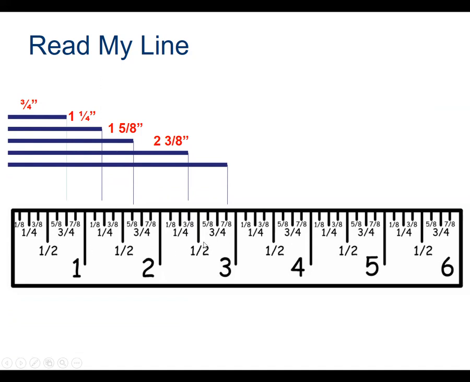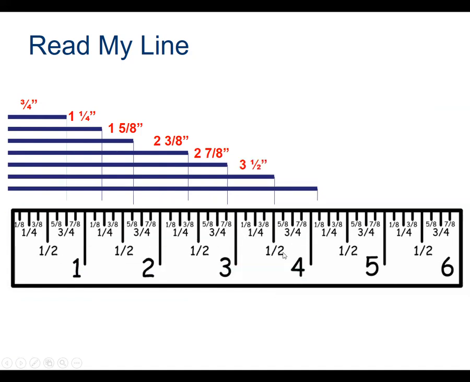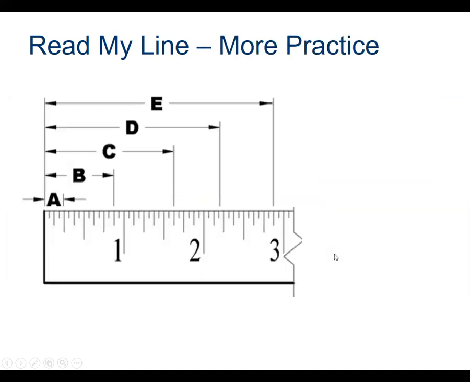So this is going to be, what do you think? Okay, 2 7/8. This one's going to be 3 1/2. This one's going to be 4 1/8. Good. This one, all right, that's it. So read my line, more practice. So here are the rulers that don't have things marked. So this gets a little tricky.